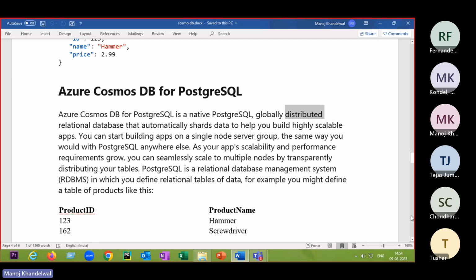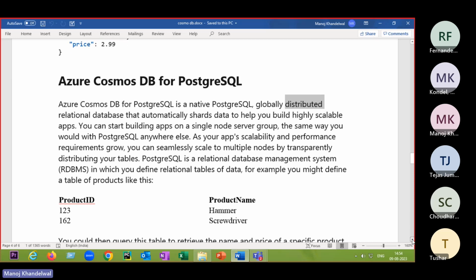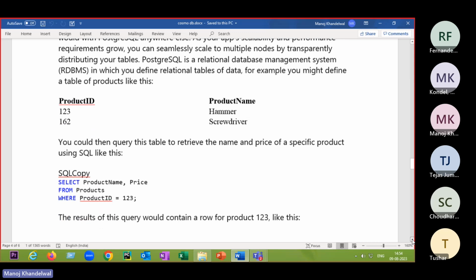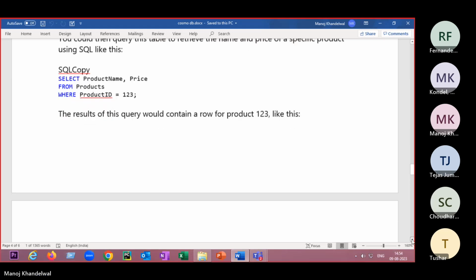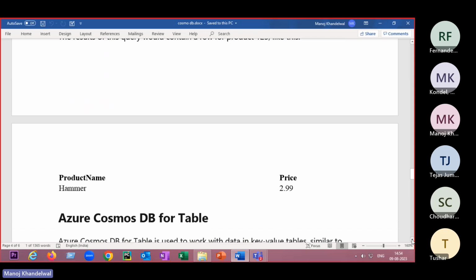So Postgres is nothing but your normal SQL only. It's a relational database, where you will give the SQL queries and you will get the familiar output as you get for normal SQL. Same thing you're going to get here, nothing different.